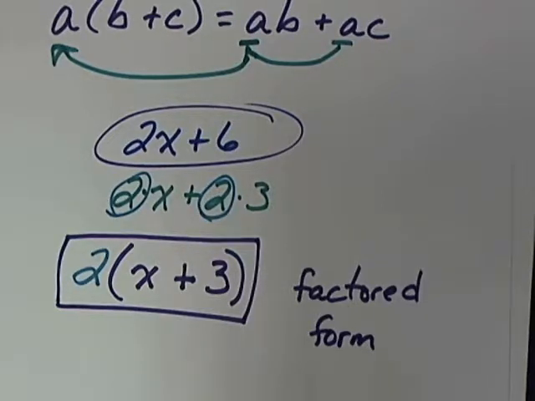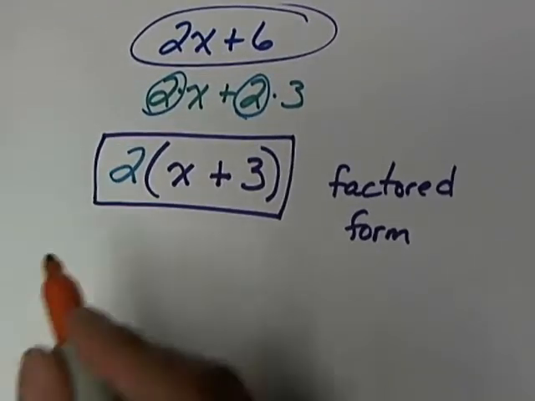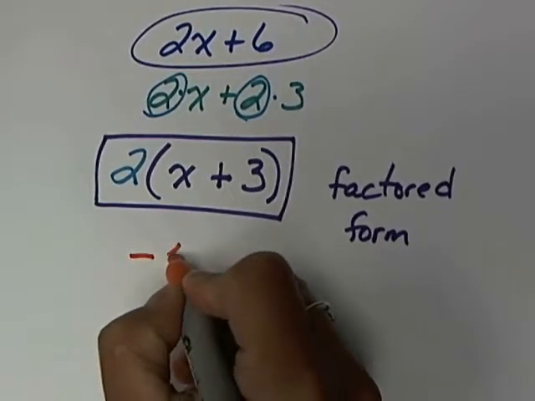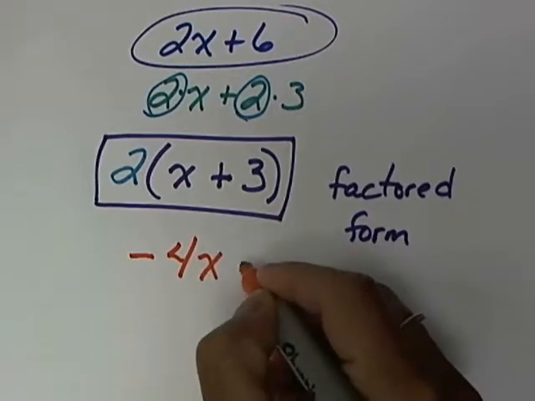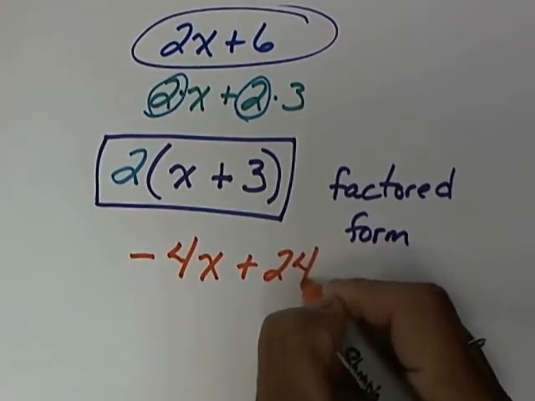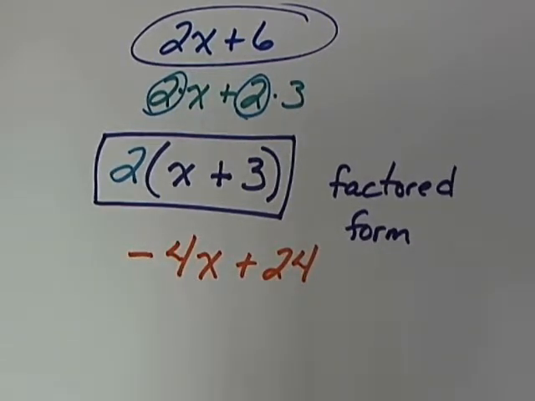Let's do another one. One of the other examples that we had on there was, our result was negative 4x plus 24. So what's the common factor? What goes into negative 4x and 24? Now technically we have 2 different answers to this, or potential answers to this. We have the 4 or we have the negative 4.